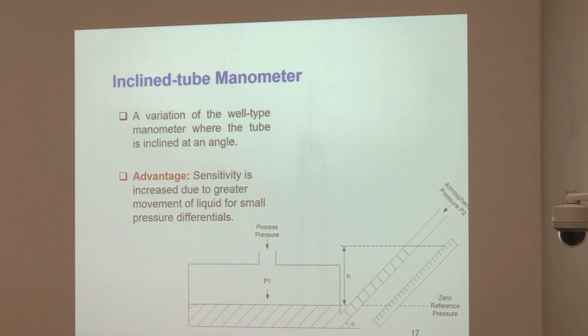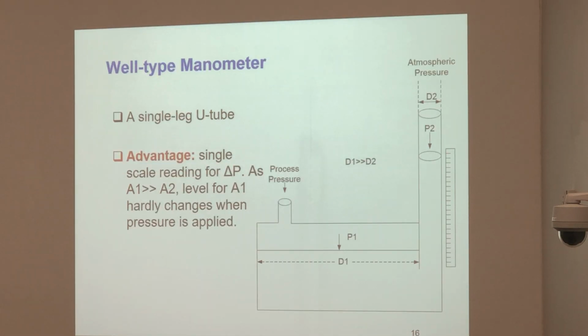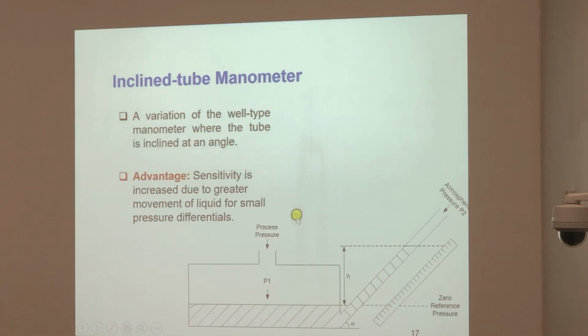Okay, the other one is the inclined tube manometer. This one is a similar concept to the previous one, but what's different is the tube here. Why do they purposely tilt the tube in this way? Any reason? Sensitivity. More sensitive. Why does it become more sensitive?